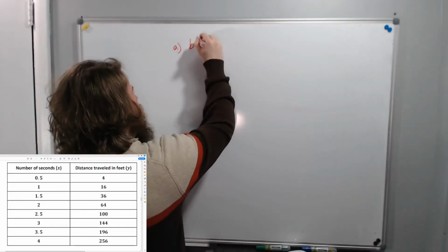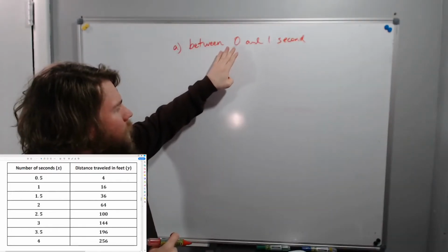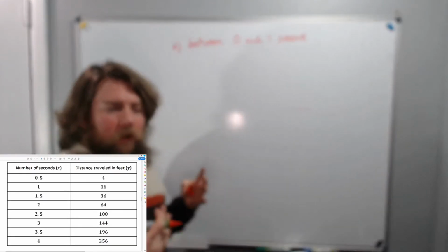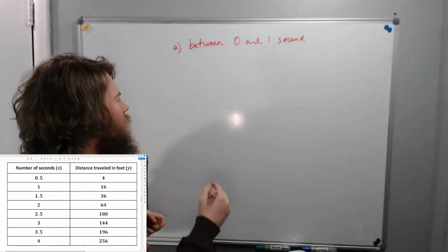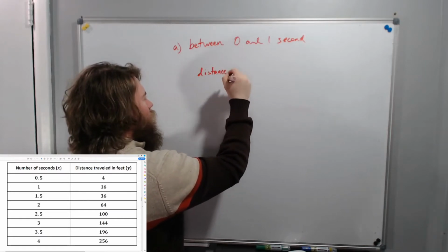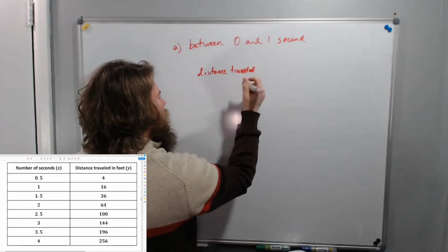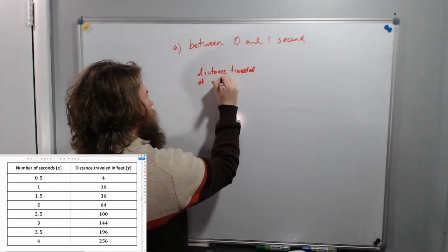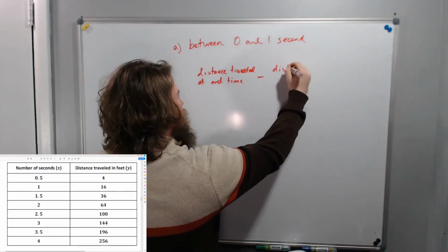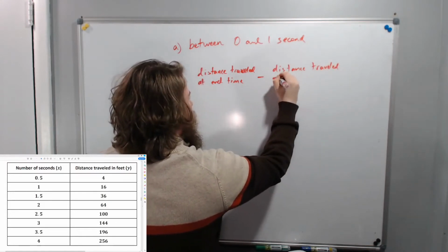So between 0 and 1 second, it gives us a beginning time and an ending time, a start time and an end time. Okay, so what we're basically going to do is take the distance traveled at end time, and subtract off the distance traveled at start time.